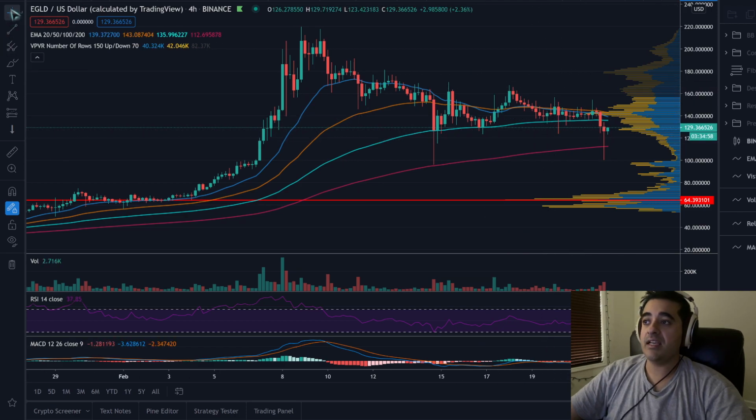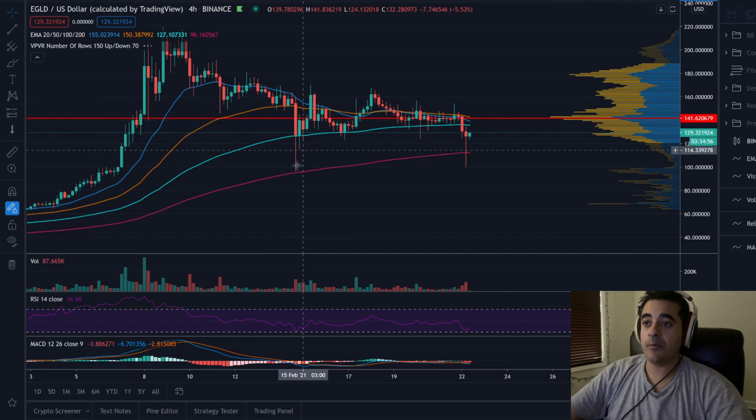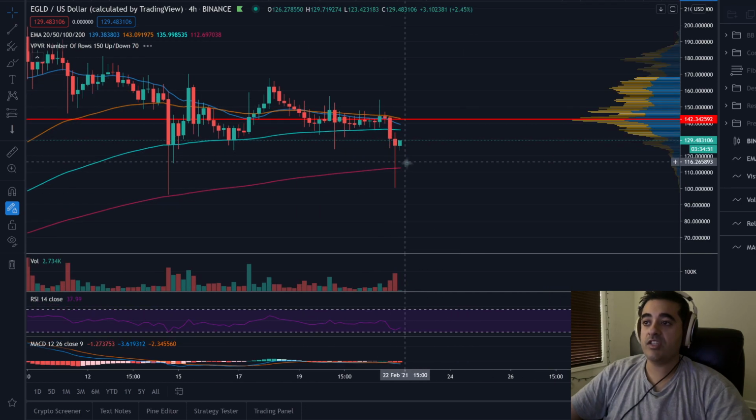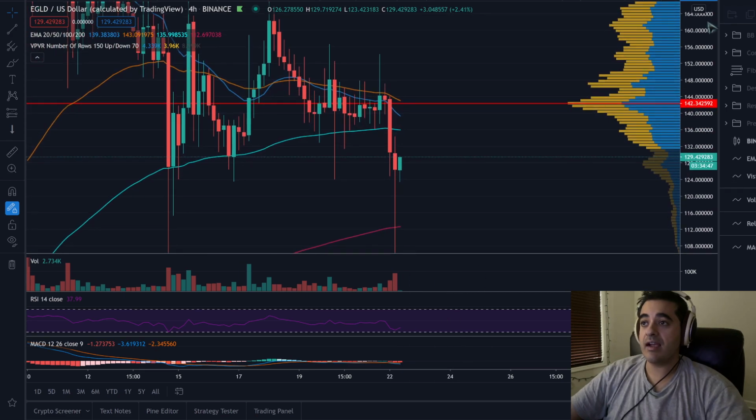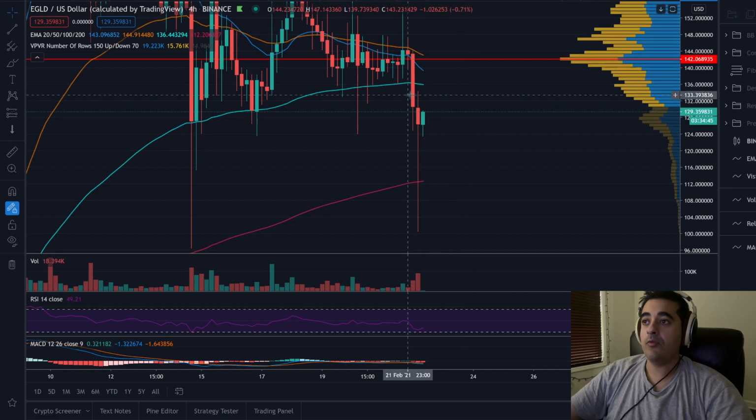Now what we're seeing is, we've already seen it once that we've come down and touched the 200 exponential moving average. And now we've seen that we've come down and touched it again. Now, two concerning things with the moving averages right now are that A, we are sitting in between the 100 and 200.